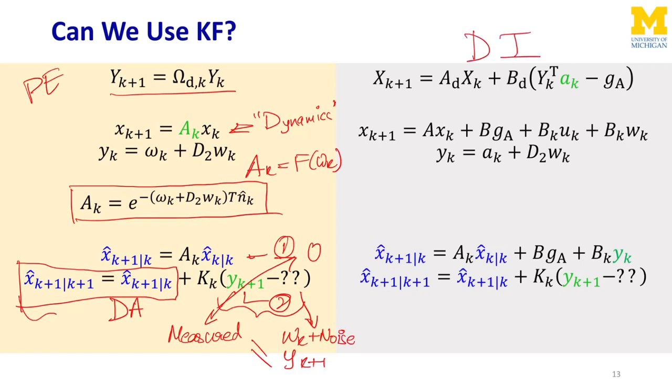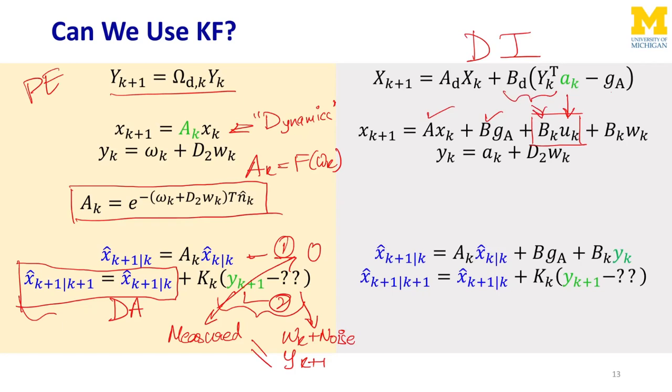So this is the discretized double integrator. I'm going to write down the model again in the Kalman filter notation. Our state X is propagated by this equation. We know A, we know B. Since g_A is the gravity in the A frame, which we know, this is a known input. So I'm going to write this as B_k times u_k. So this is u_k, and this is B_k.